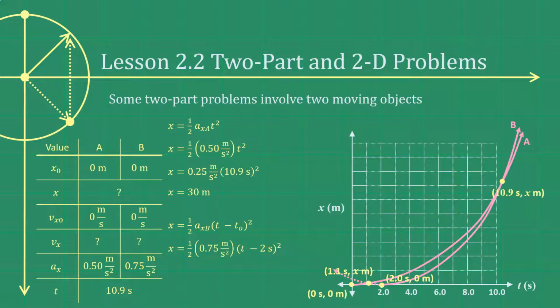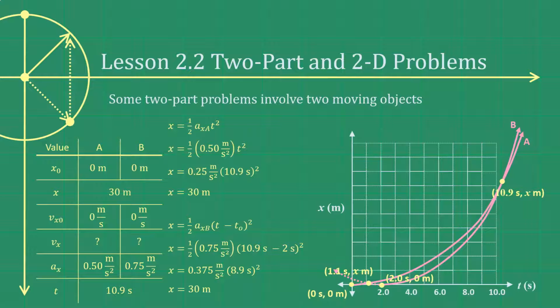And in this case, my time is 10.9 seconds, just like before, except I have to subtract 2 seconds for it before I square it because of the head start. So I'm going to go ahead and do that and solve. And then when I simplify this, I find that x equals 30 meters by this equation as well. And that helps me just to verify and make sure that I solved correctly.